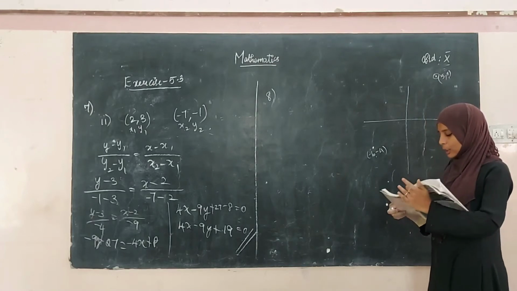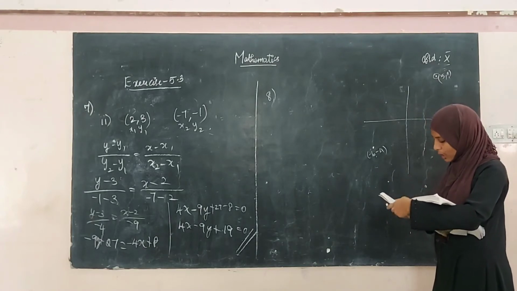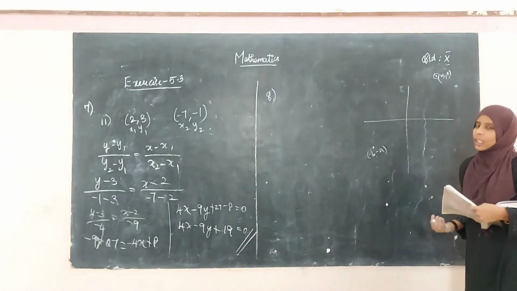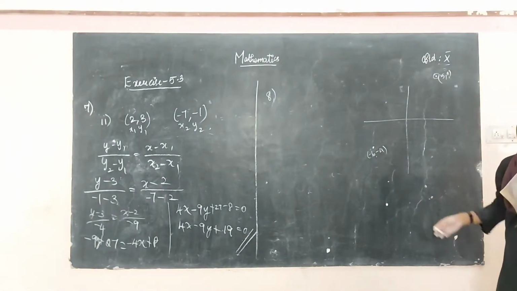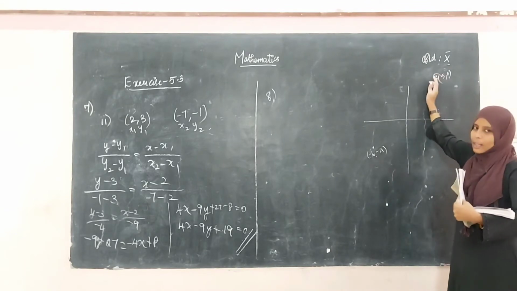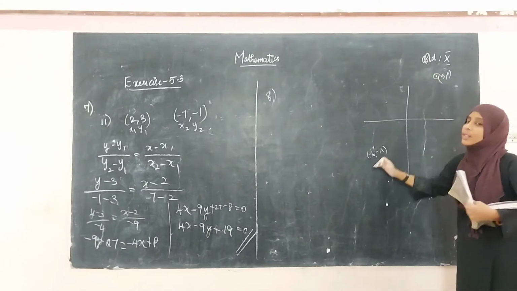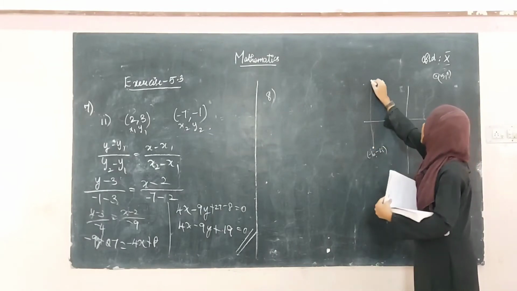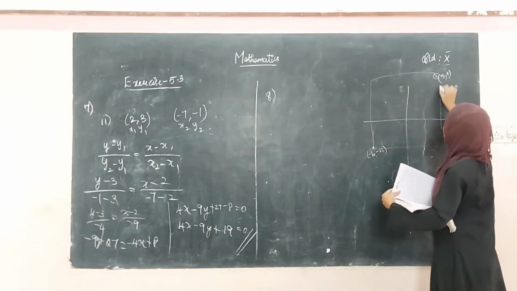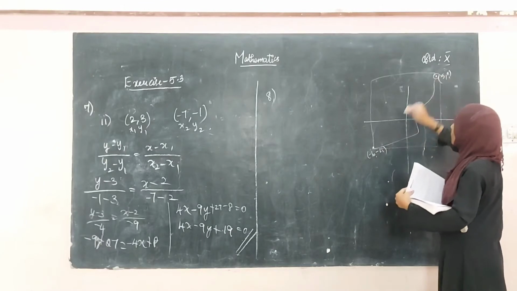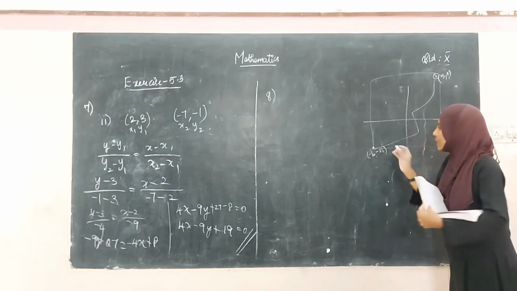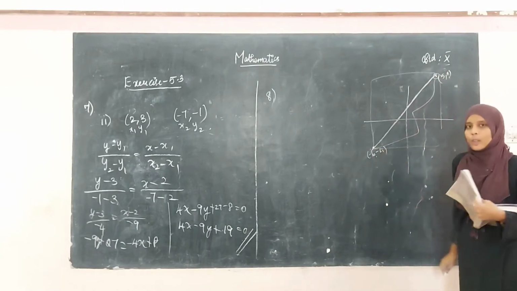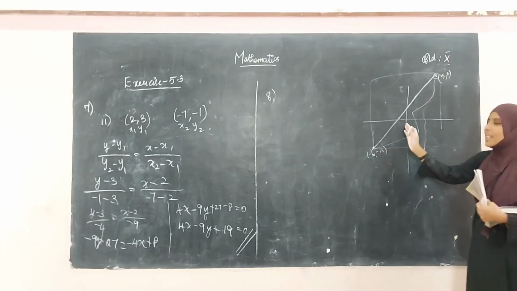The cat wished to consume the milk traveling through the shortest possible distance. Find the equation of the path it needs to take to reach its milk. So the cat wants to travel to this place and drink the milk in the shortest way. It can go in any way, but the shortest distance, if it goes straight, that is it will be a straight line.